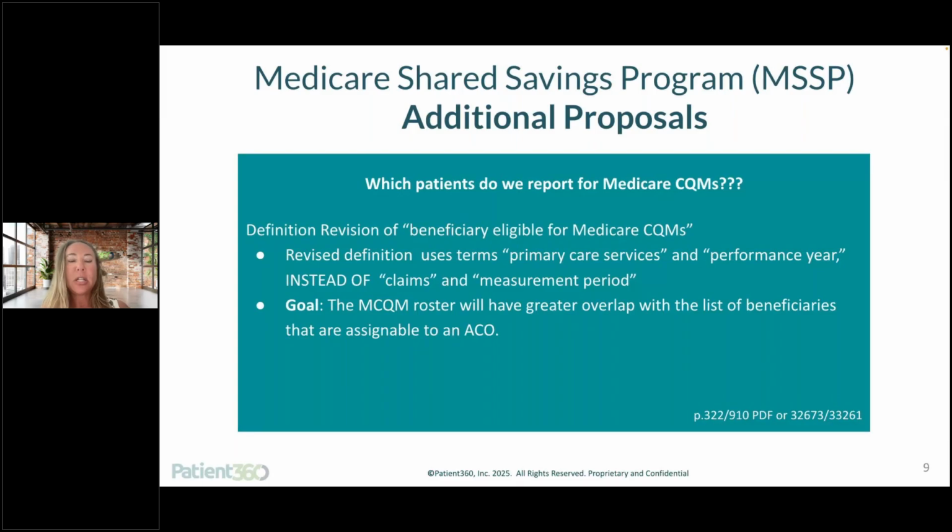So is anything going to drastically change for you if you're reporting MCQMs? Not really. You're still going to receive the roster. You're still going to load that into Patient 360. So your process really isn't going to change if you're reporting MCQMs, but CMS believes the beneficiary population would be based on a list of beneficiaries that better reflects your ACO's assigned population. So overall, better alignment. That is the hope. Next slide, please.